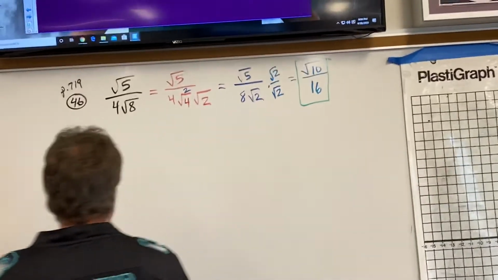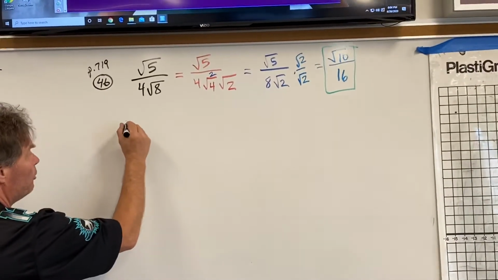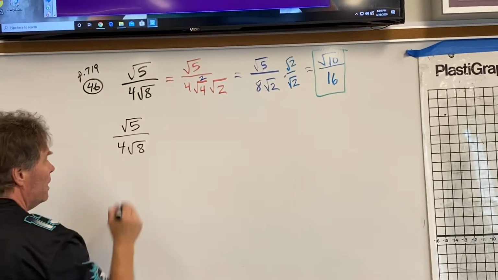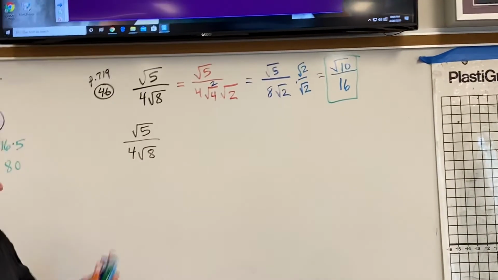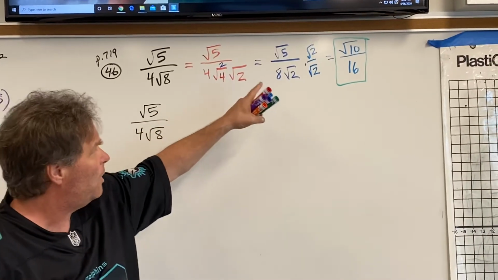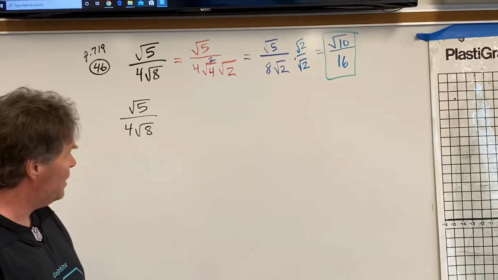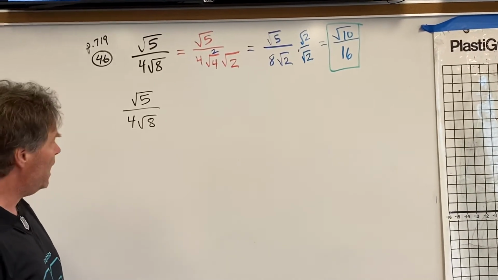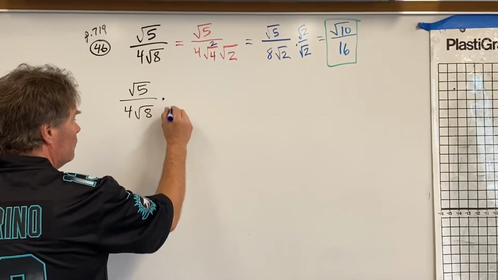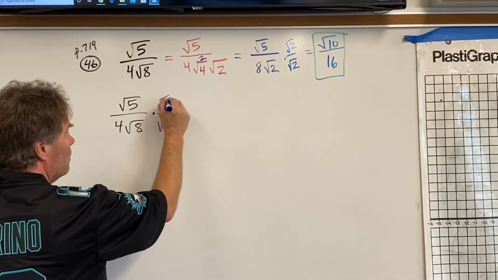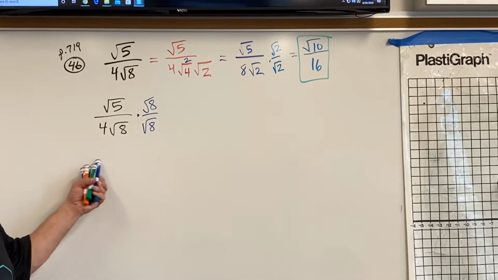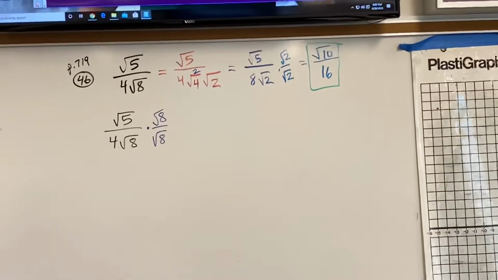Okay? Here's the other option. Exact same problem, root 5 over 4 root 8. Now here's what you could do. If you didn't notice that there's a pretty number sitting inside of 8, so it could be simplified to 2 root 2, then you could say, well, hey, I don't want a root in the bottom, so I can multiply by square root 8 over square root 8, like that. Because you're still timesing by 1. This is correct. There's nothing wrong with this. You'll just see what happens in the end.